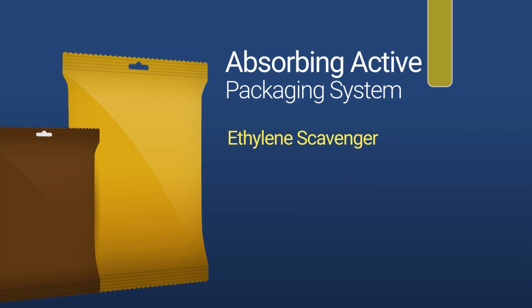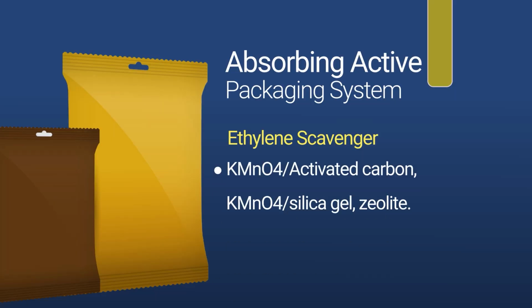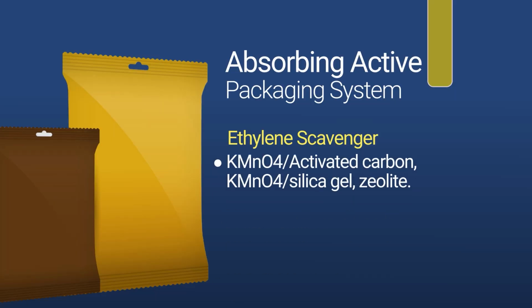Then ethylene scavenger. You know ethylene is the plant hormone which leads to early ripening of the product. If you want to prevent the ripening and softening of fresh fruits or vegetables, then you can use an ethylene scavenger in the food package. The scavengers include potassium permanganate, activated carbon, silica gel, zeolite, etc. that can be used for fruits and vegetables.